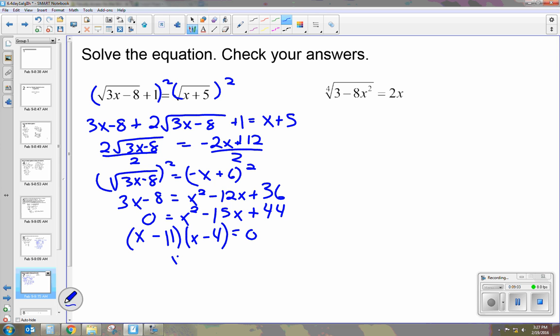So x = 4 and 11. Once again, we need to check our answers. I'll let you guys do that. The only one that works is x = 4. 11 will not work. It is an extraneous solution.